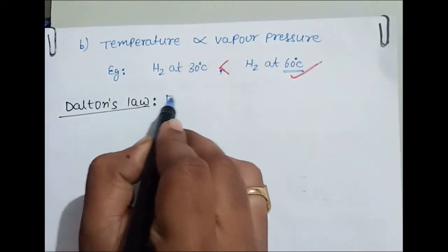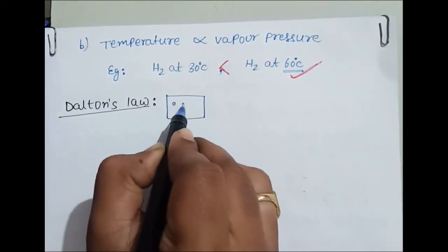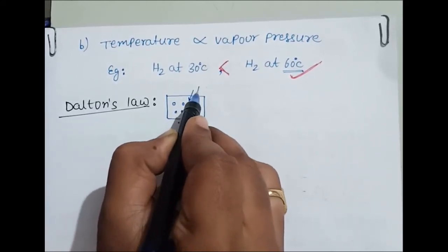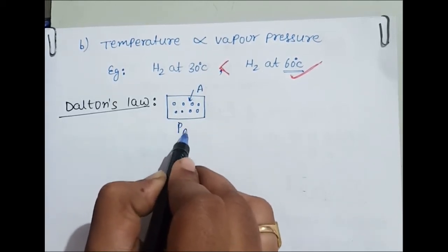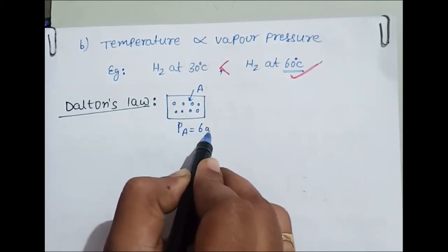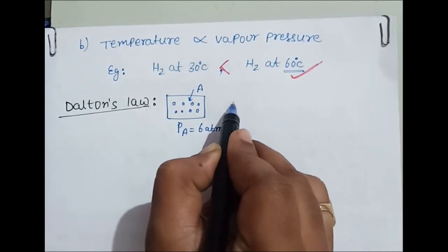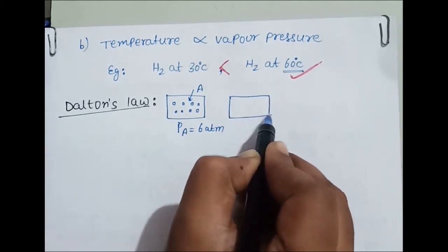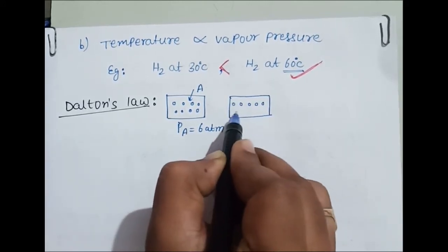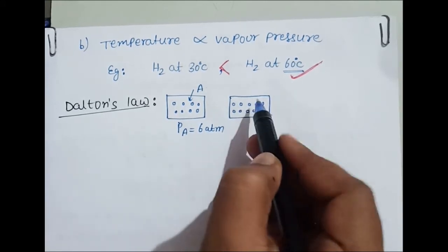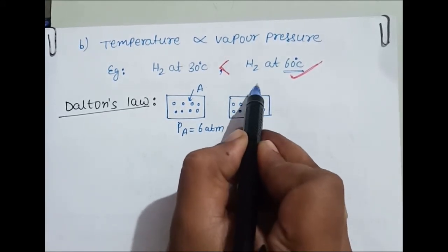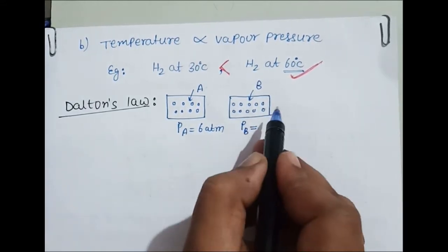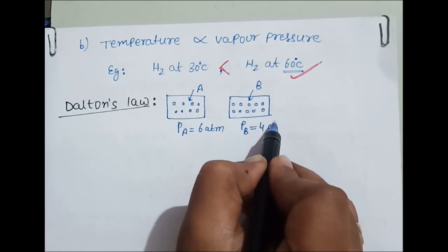Suppose you have one gas, let us say gas A, in a container, and the pressure of gas A is, let us say, 6 atm. Now the same vessel, same type of vessel, the condition is very simple: the vessel is the same, so constant volume. Keep that in mind, these conditions matter a lot. And here I'm putting gas B, and let us say the pressure due to gas B is 4 atm.